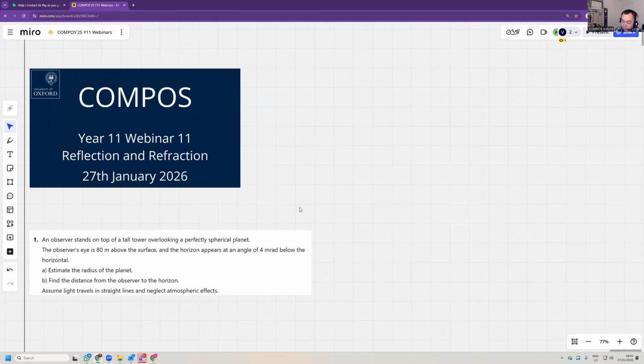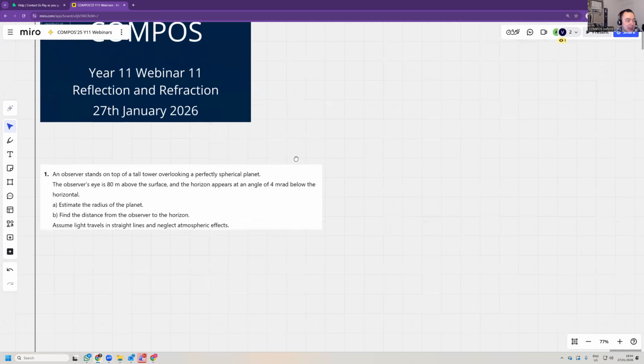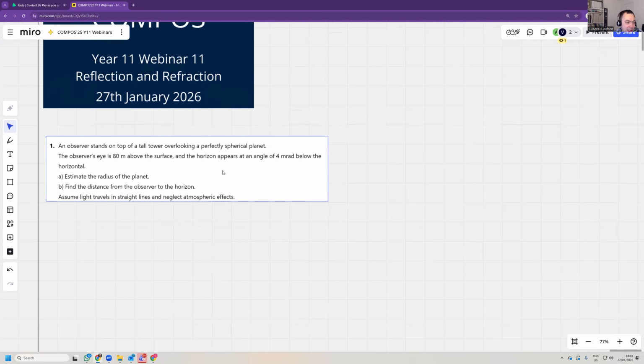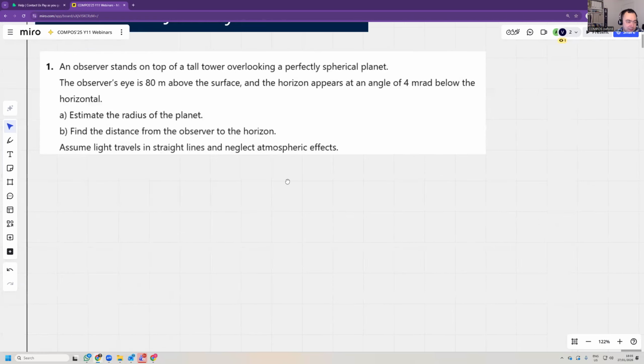So geometrical optics is when the distances are much larger than the wavelength, effectively the distances between points. So you don't need to consider light as a wave necessarily. And so light travels in straight lines. An observer stands on top of a tall tower overlooking a perfectly spherical planet.